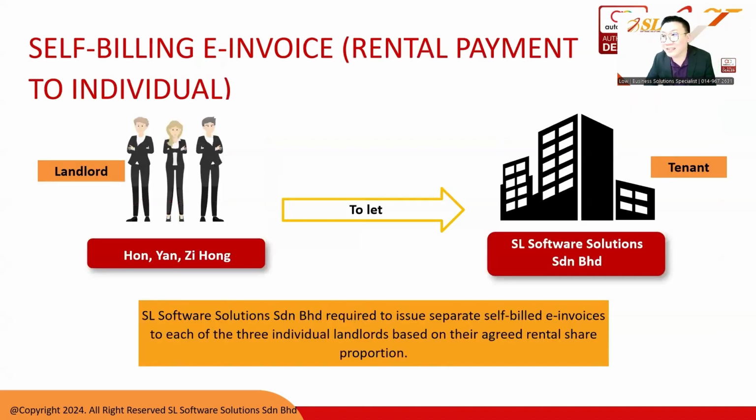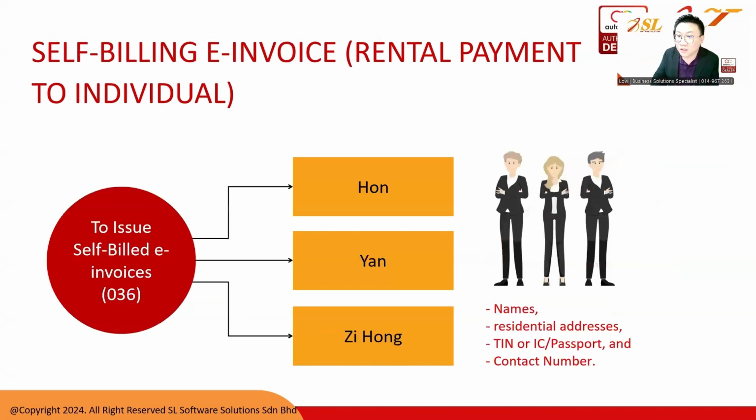So I give you more examples regarding self-billing. Let's say these three employees, very hardworking, save a lot of money and buy this building, and rent it to SL Software. SL Software has no money, so they rent this building for 3,000 every month. So I pay these three employees 3,000 every month. Before e-invoice, I issued a voucher, that was fine. After e-invoice, I need extra work. I cannot simply pay by voucher. I still need to do the self-billing.